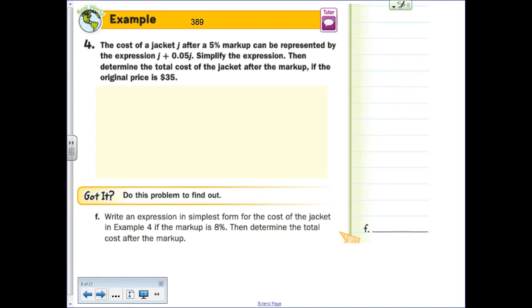The cost of a jacket, this is example 4 on page 389. The cost of a jacket, J, after a 5% markup can be represented by the expression J plus 0.05 times J. Simplify the expression. Then determine the total cost of the jacket after the markup if the original price of the jacket is $35. So J equals the cost of the jacket.